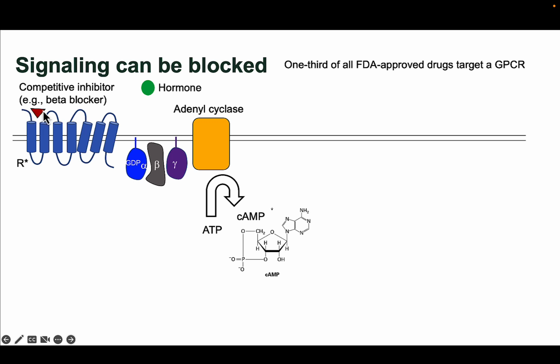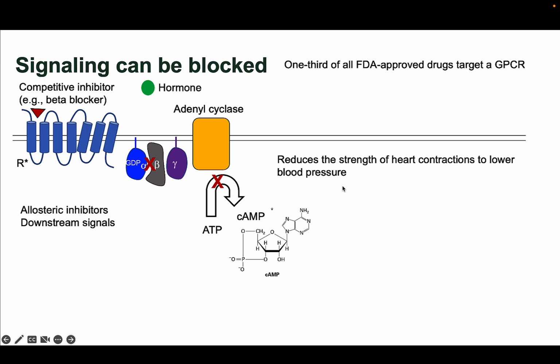So recall that competitive inhibitors bind within the active site of the protein. So they bind where the hormone would normally bind. And if you bound here, this wouldn't transduce this shape change. And so you wouldn't get activation of your trimeric G proteins. You wouldn't get activation of your cyclic AMP. So you wouldn't get, we call this downstream in signaling, you wouldn't get any of these downstream pathways happening. And this drug is used to reduce the strength of heart contractions to lower blood pressure.